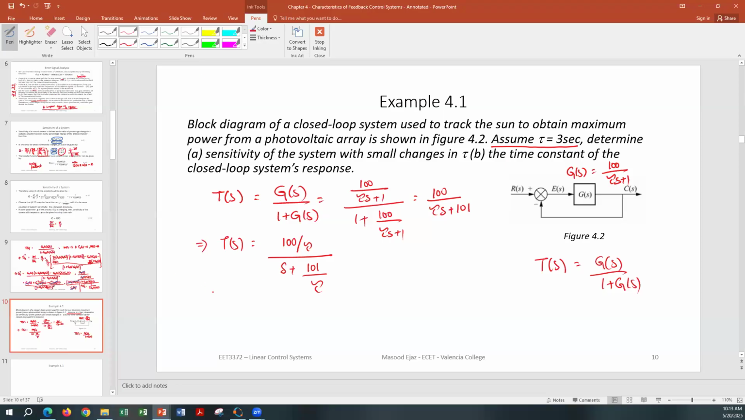So let's write that down first. B part: time constant of the system. Let's write tau sys to differentiate it from tau. Tau system is tau over 101, or 3 over 101.